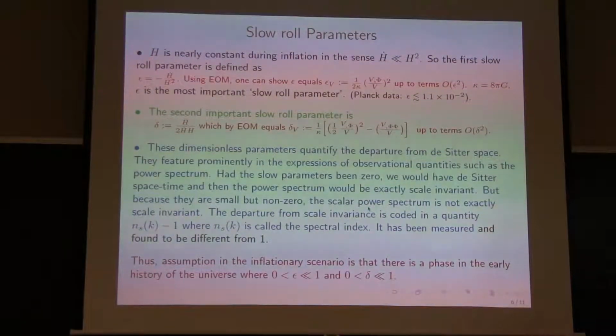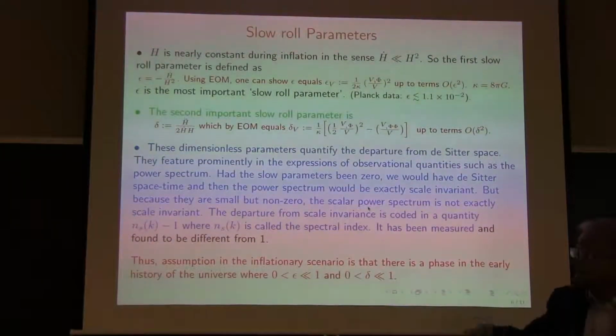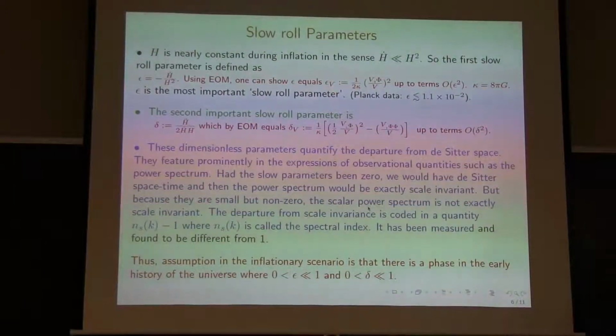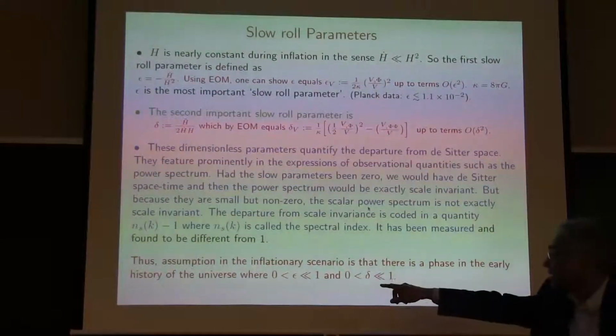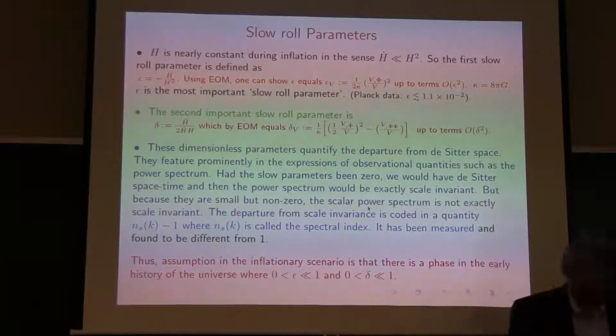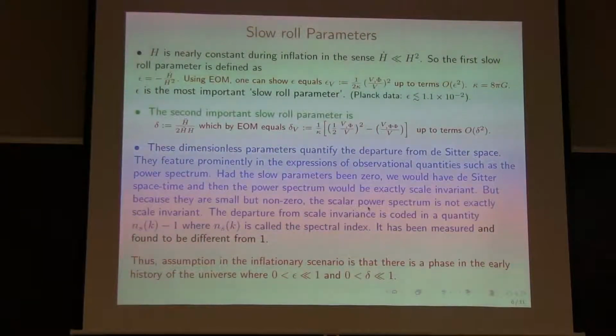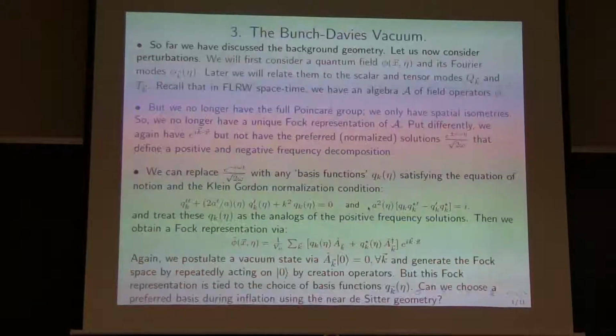So scale invariance just means that the power is constant with respect to the wavelengths. And the Planck data has shown that this is not the case, and this has been proved to 7 sigma, so it's a really firm observation. So the naive idea that it was really just an exponential expansion, and we don't need inflation, etc., is not true. And I'm not saying that inflation is the only thing that will do it, but it is something that does it. Okay, thus the assumption in the inflationary scenario is that there is a phase in the early universe where epsilon is much smaller than 1 and delta is much smaller than 1. By much smaller than 1, we mean less than a percent, or about a percent.